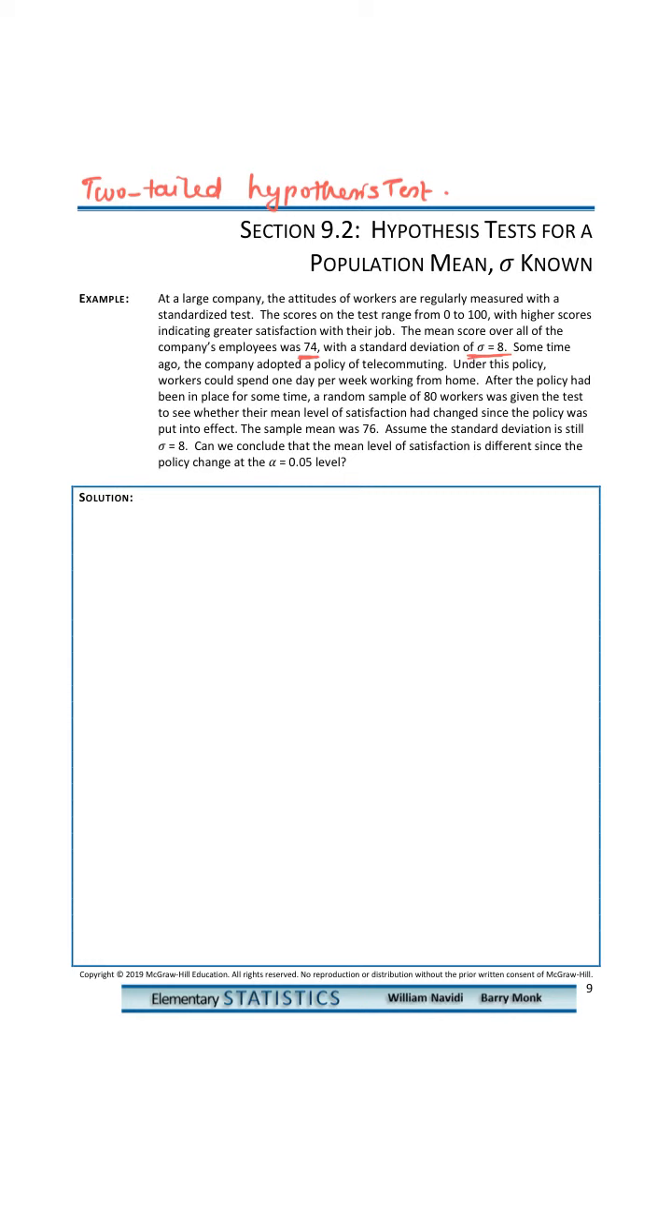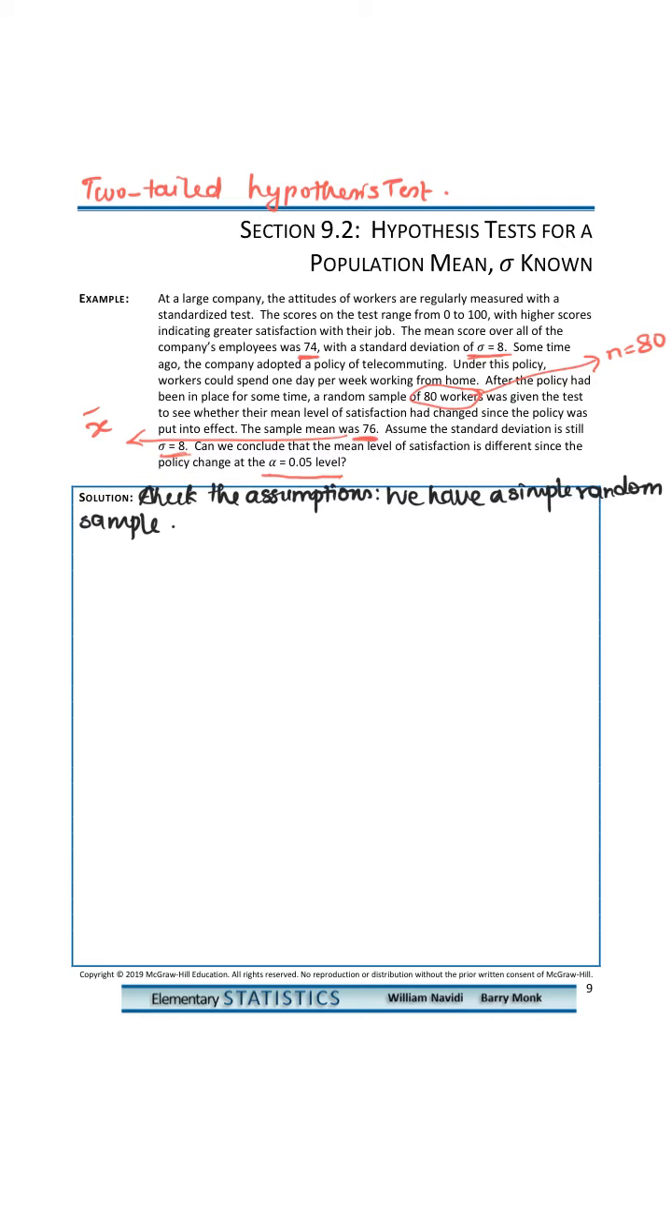After the policy had been in place, a random sample of 80 workers was given the test. So 80 workers, random sample, so n is 80. They found the mean satisfaction had changed to 76. So 76 is x bar. Assume that the standard deviation is still 8. Can we conclude that the mean level of satisfaction is different since the policy change at the alpha equal 0.05 level? First, check the assumptions.